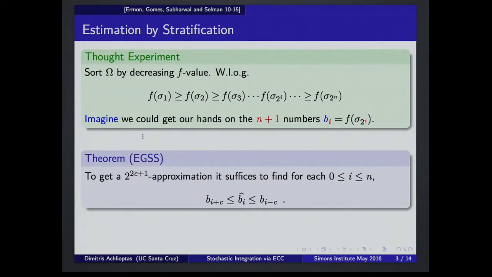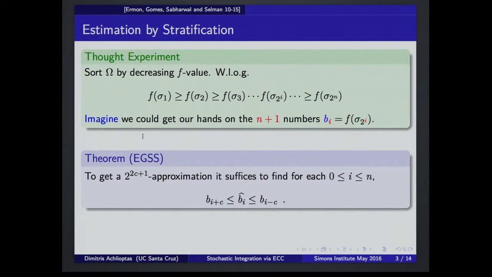So we want to get our hands on those numbers, and it's easy to see that this is also relatively robust, by which I mean that if you don't get those numbers exactly, but you get an estimate for the ith such number, which is between b sub i plus c and b sub i minus c, then you get a 2 to the 2c plus 1 approximation. It's straightforward to do this. And by the way, all this line of work, I forgot to mention, is a sequence of papers by Ermon, Gomes, Sabharwal, and Selman over the last 5 years.